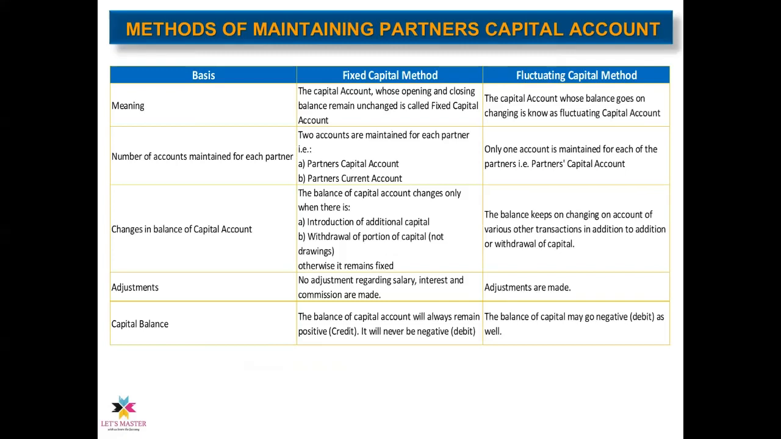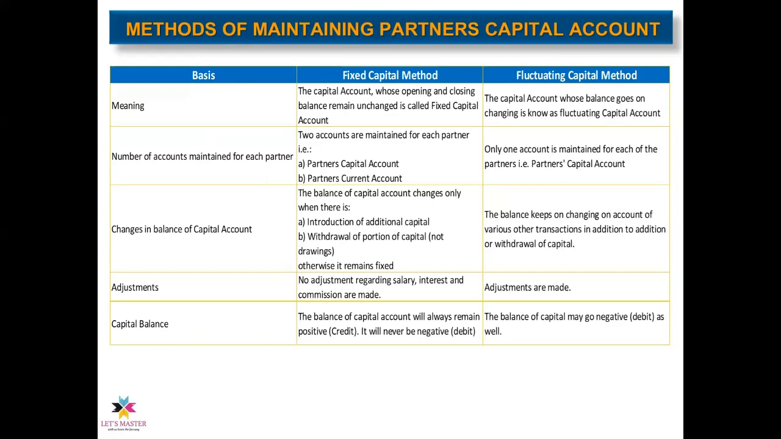Meaning we have already discussed the number of accounts maintained for each partner. When the partner's capital account is maintained using the fixed capital method of accounting, then for each partner, two accounts are maintained. That is, partner's capital account and partner's current account. Whereas in case of the fluctuating capital method, only one account is maintained for each of the partners. That is, partner's capital account.